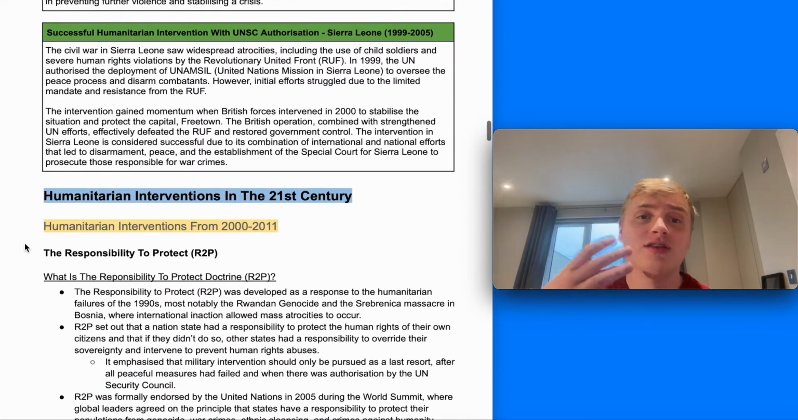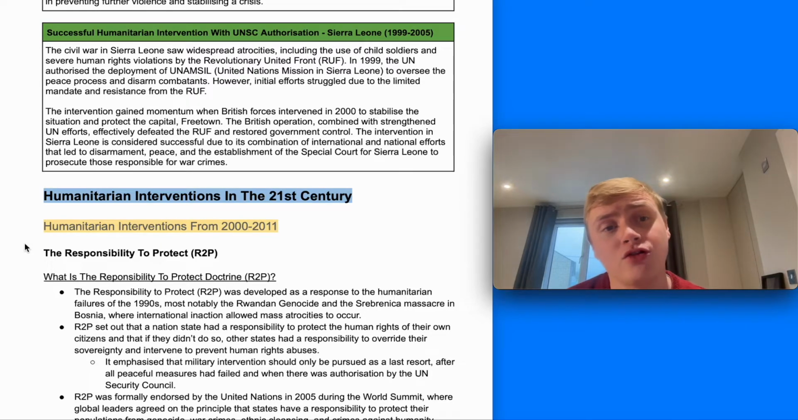The final successful one then to have a look at is Sierra Leone. We saw widespread atrocities in the civil war, including the use of child soldiers. And in 1999, the UN authorized the deployment of UNAMSIL, the United Nations Mission in Sierra Leone, to oversee the peace process and disarm combatants.